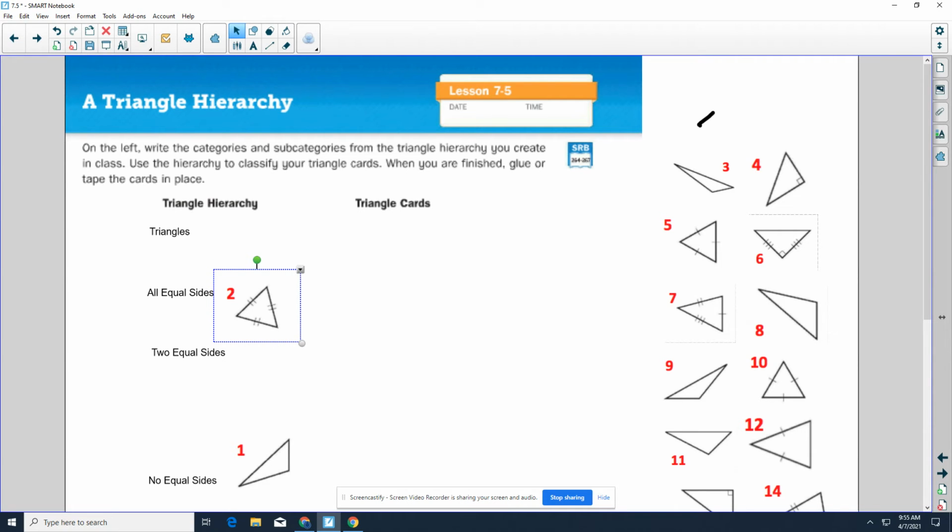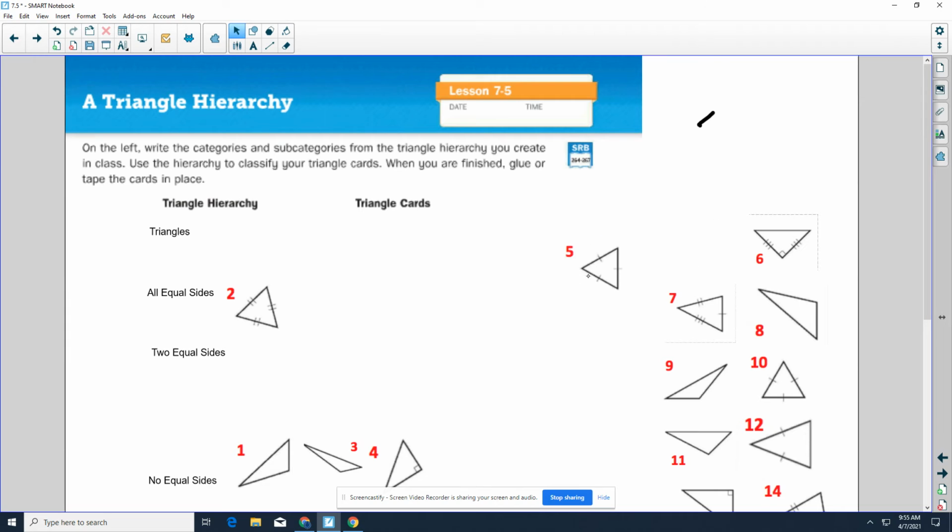Look at 3. Again, that's one of those weird ones. It's a scalene. It has no equal sides. And let's look at one more here. Number 4. I don't see any tick marks to tell me that any of the sides are equal. So I'm not sure, so I'm going to put it down there for now. And then look at number 5. It has 1 tick mark on each side, so I know that all sides are equal.